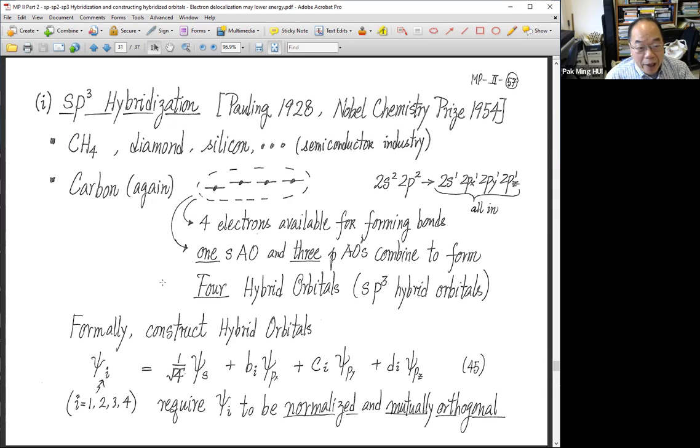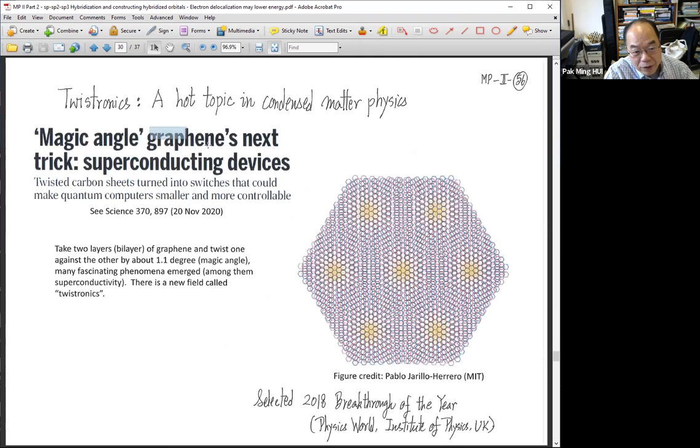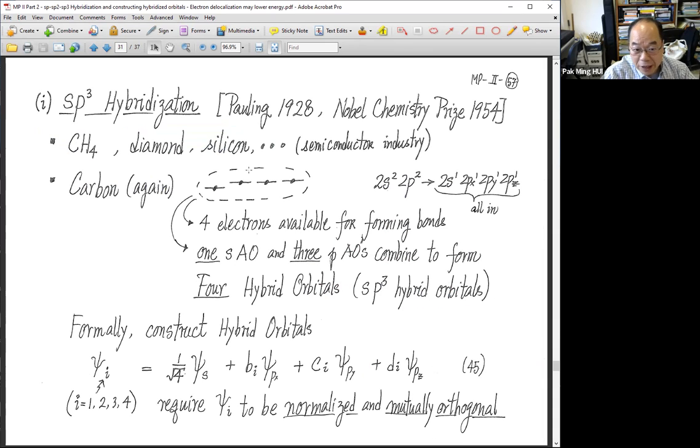Next, we will move on to something that will help a lot of people earn much money. It is sp3 hybridization. Again, there are many Nobel Prizes. Here, graphene single layer already rewarded Nobel Prizes. And then for this one, there are earlier Nobel Prizes, understanding the CH4 molecule structure, which later becomes the basic idea of semiconductor physics. I cannot control my mouse.